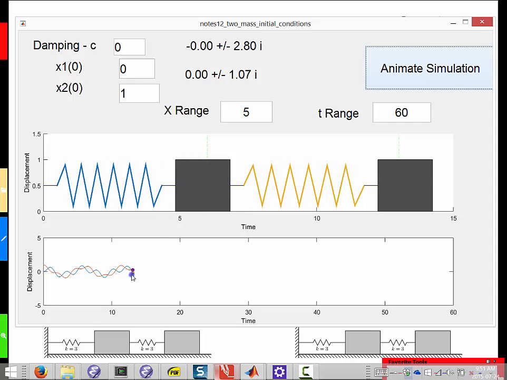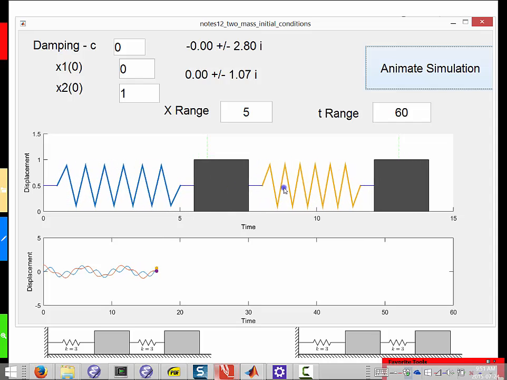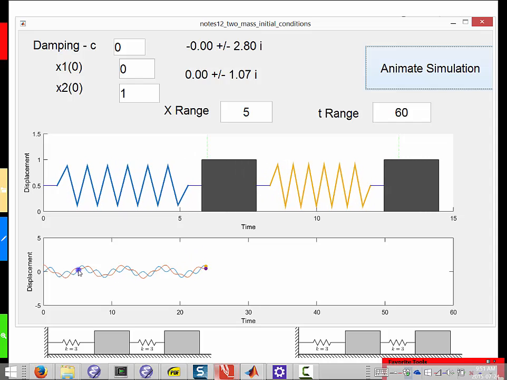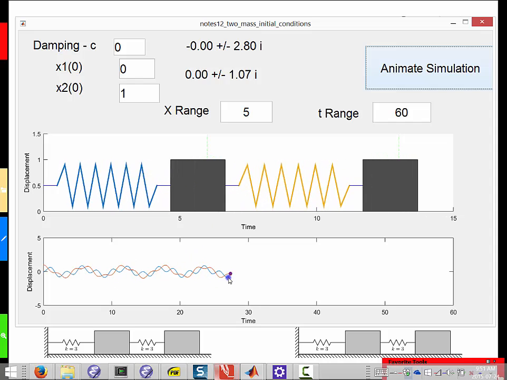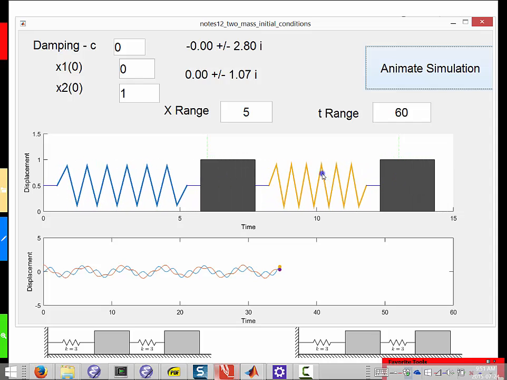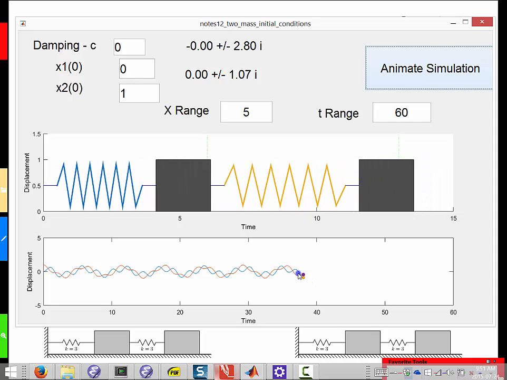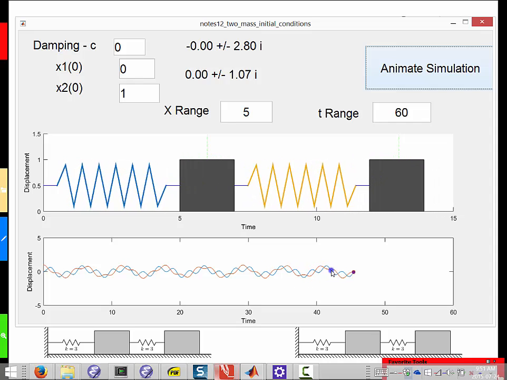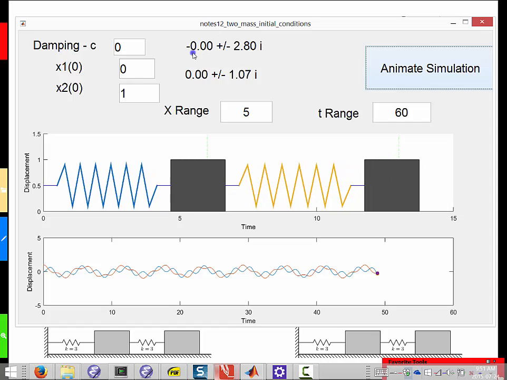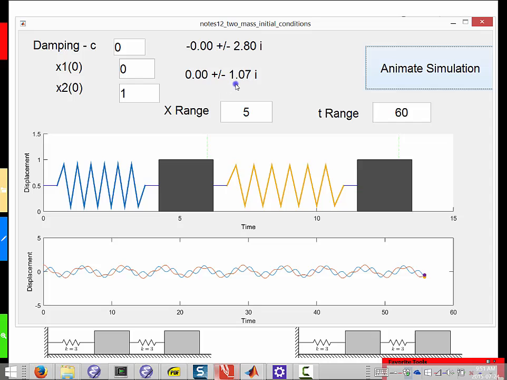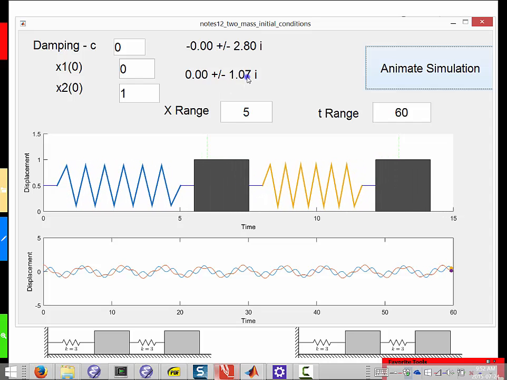Note the equilibrium positions and note how the motion seems, it's not chaotic, but it's not simple either. There's some kind of structure to the way these oscillations are happening, but sometimes there's a push at the same time as the pull, it cancels out. Anyway, it's pretty complicated in terms of the dynamics. What we're seeing here is a combination of both modes of oscillation, the 2.8 frequency and the 1.07 frequency.